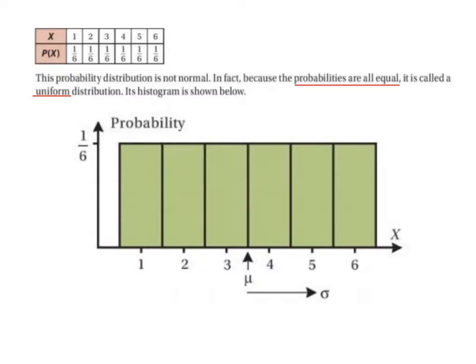So again, here's our probability table. This probability distribution is not normal. If it was normal, we would have a bell-shaped curve. In fact, because the probabilities are all equal, it's called a uniform distribution, and its histogram is shown below. A normal curve would be bell-shaped and symmetrical, but in this case we have a uniform distribution, so it's just a block. And they all have an equal probability of 1 over 6. And the mean lies here, 3.5. And the standard deviation we worked out to be 1.7. So 3.5 plus 1.7 would be about here.